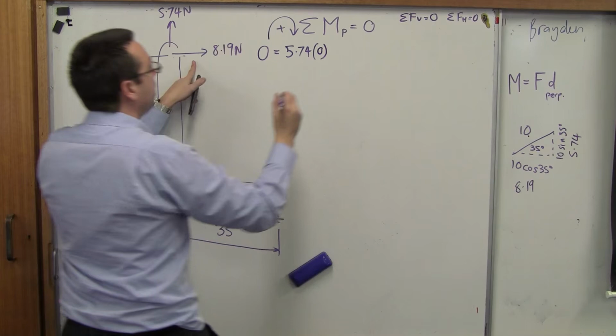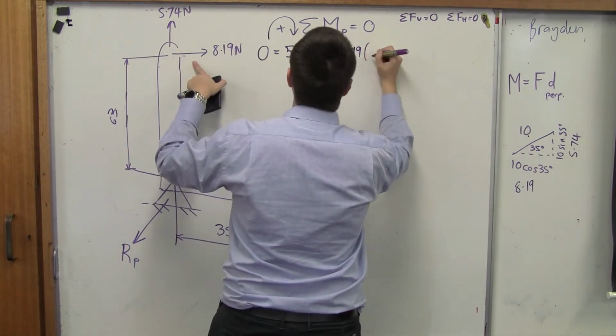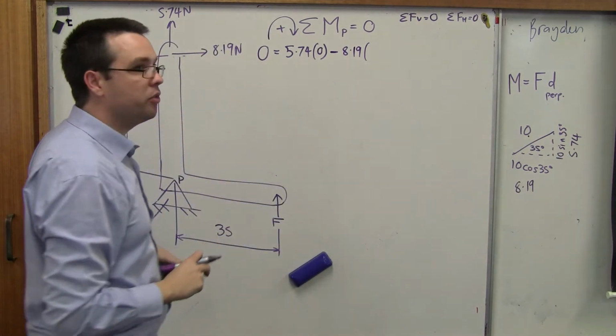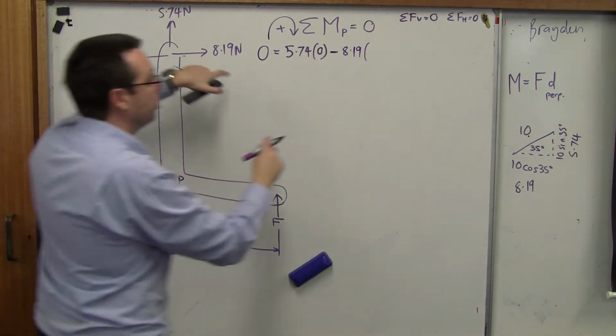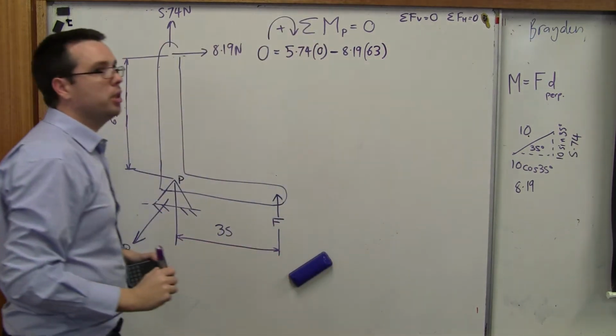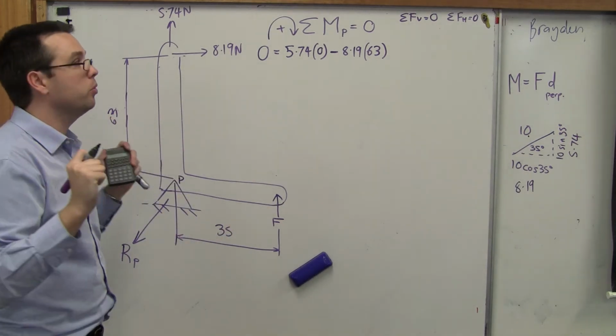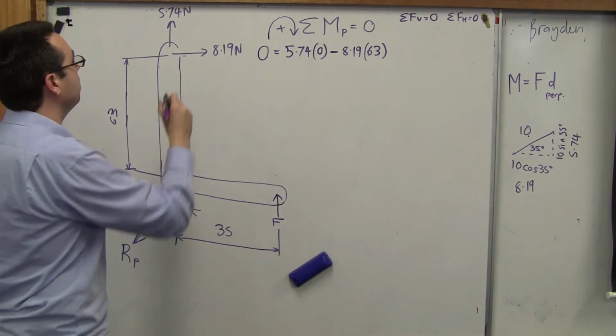Okay, this one here, I'm writing a negative sign first. 8.19. Now, how far away is it from the pin? 63. 63 is its perpendicular distance. Now, we can use everything in newtons and millimeters, but as long as we're consistent, the units will divide out and we don't need to worry. So for the moment, I'm going to stick with millimeters.